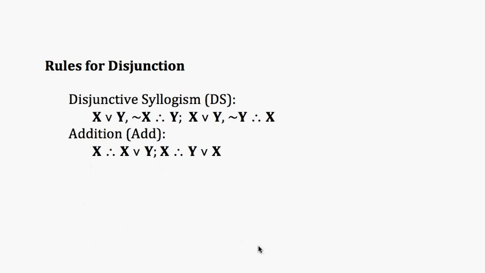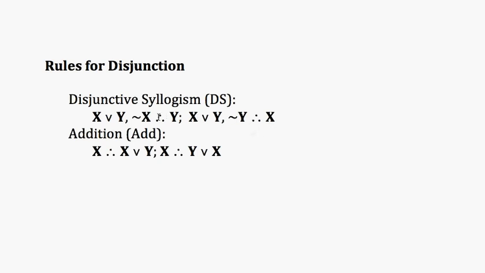For disjunction, we have two rules, one of which you'll find a little peculiar, but it really is a rule, and you really do need to know it. The first rule is disjunctive syllogism. If I have x or y, and I can eliminate one part, either the x, by knowing that it's not true, or the y, by knowing that it's not true, I can infer the other part.